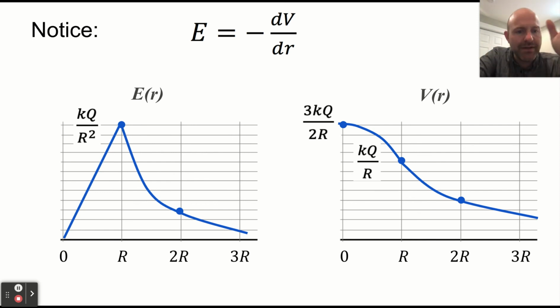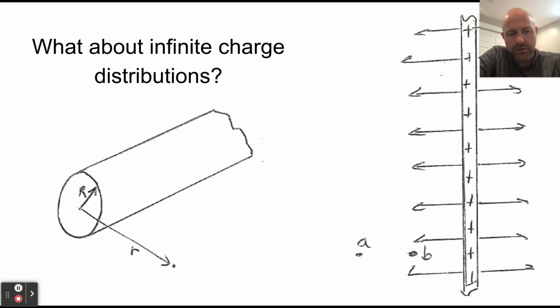Then as we leave it, we've got multiple compound curves here, but one of them is a 1 over r on the V side. And if you take the derivative of that, that's r to the -1, so you would get r to the -2, which is a 1 over r squared relationship on the electric field side. So that's finite distributions of charge.